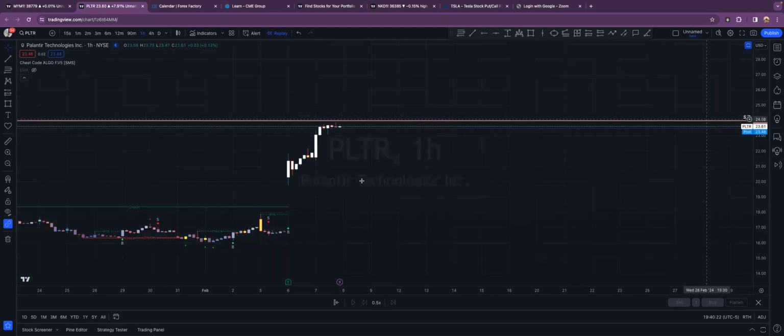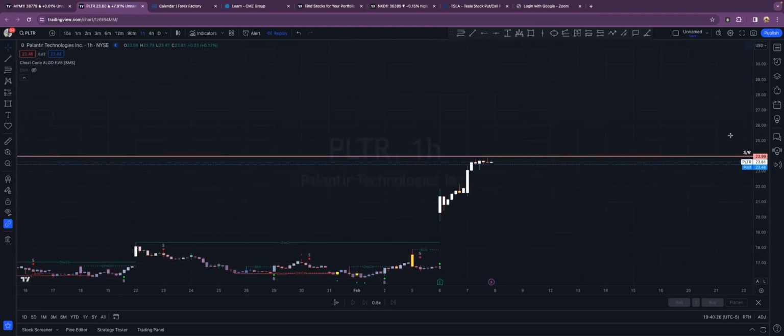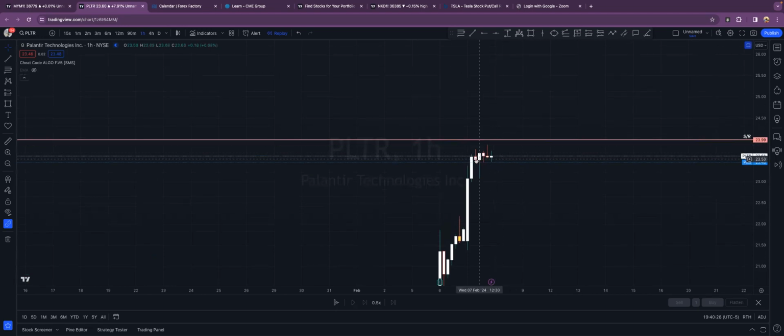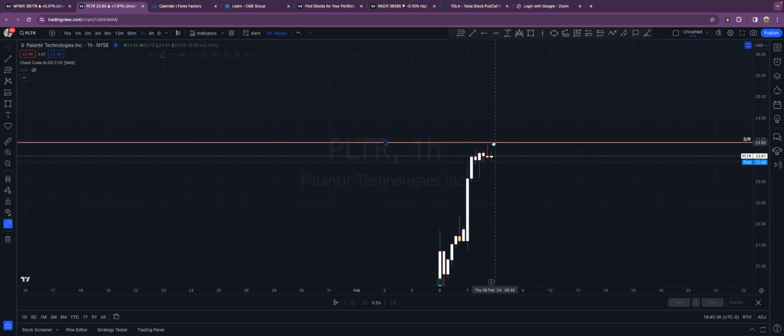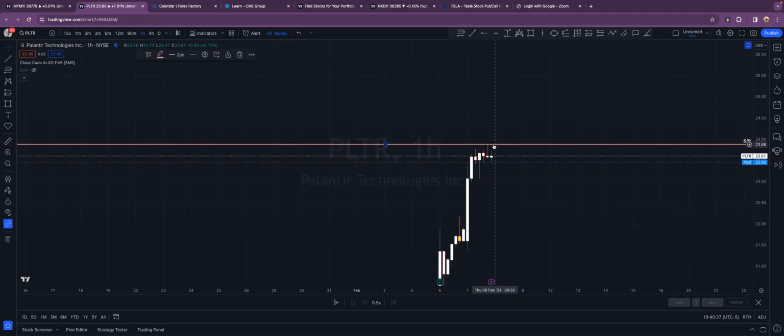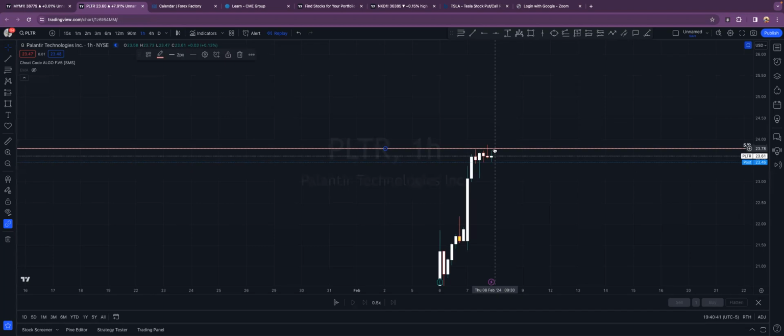Now, when you come over to the chart, look at your candles. This is a 1-hour chart. Consolidation, consolidation, consolidation, consolidation at a high. Anything that consolidated at a high means it's some form of resistance here, right? So we're going to put that there.